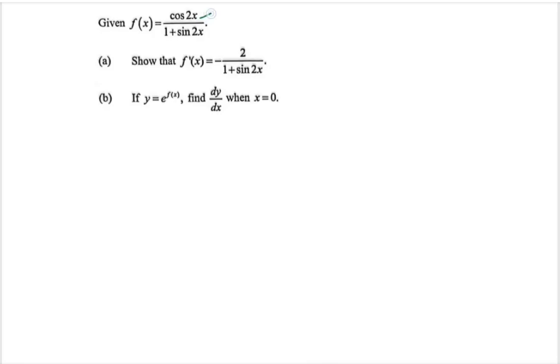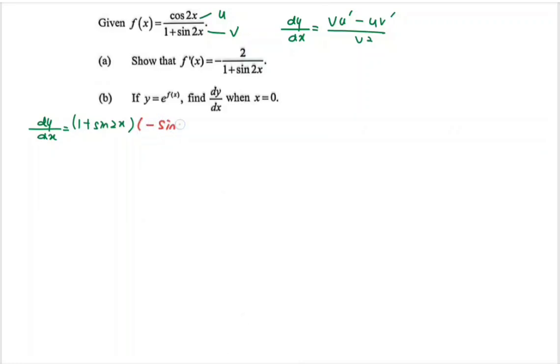Let's say here we have the u and here we have the v. By using the quotient rule, where we have dy/dx is equal to (v u prime minus u v prime) over v squared. So continuing, we have dy/dx, where we have v, 1 plus sine 2x bracket, multiplied by u prime. So we have to differentiate the cos, where we will have negative sine 2x. Differentiate the internal function, so here we have the 2.